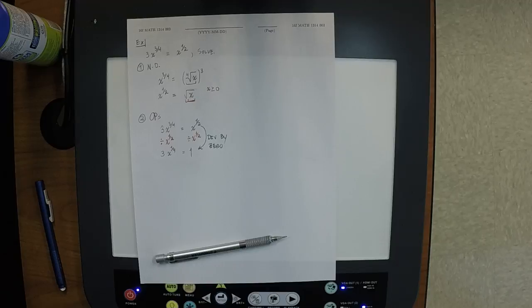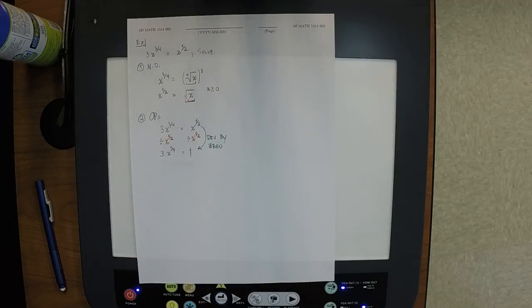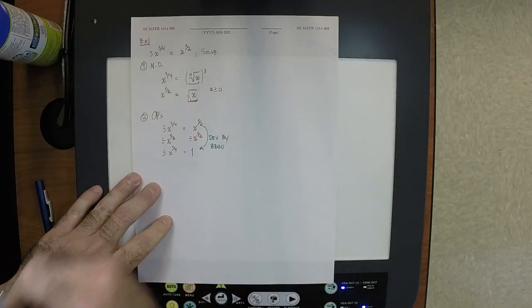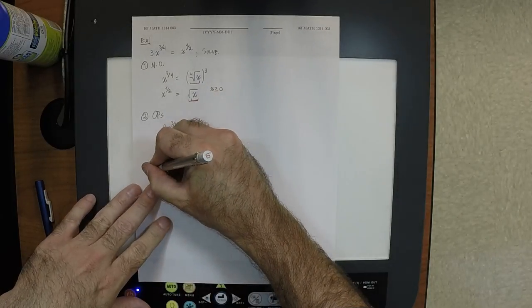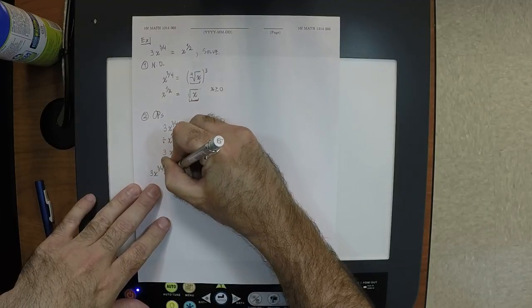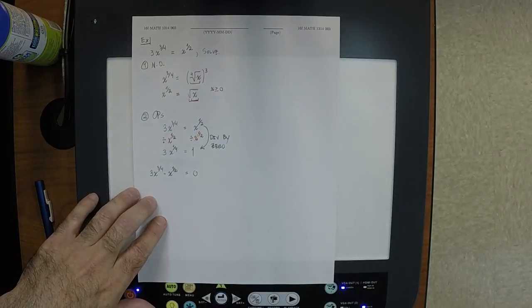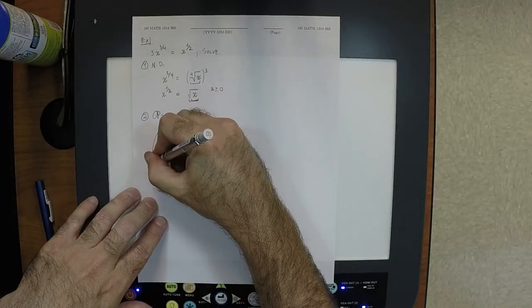Now, you might ask, I hope, okay, well, if not that, then what? And I'd also like to apologize if your former instructor taught you to divide both sides by x or whatever. So we're going to have to unlearn that. Sorry. So the way that you handle this is you take all of the terms that have x and you put them on one side. So 3x to 3/4 minus x to 1/2 equal to 0. So instead of that, we're going to jump to here, right?